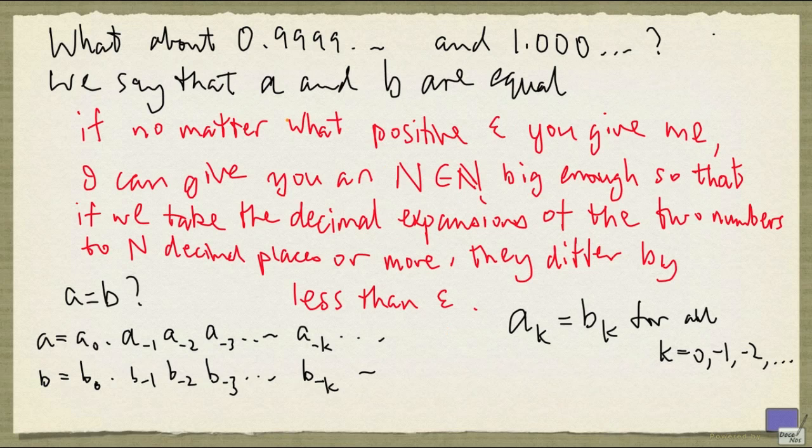So we say that a and b, as given by these two infinite decimals, are equal if no matter what positive value epsilon you choose, I can find an n big enough so that if you take n or more decimal digits from the two numbers, then the resulting approximations differ by less than epsilon. In casual terms, what this is saying is, if the gap between the two numbers is smaller than any positive size that you pick, we regard the two numbers as equal.